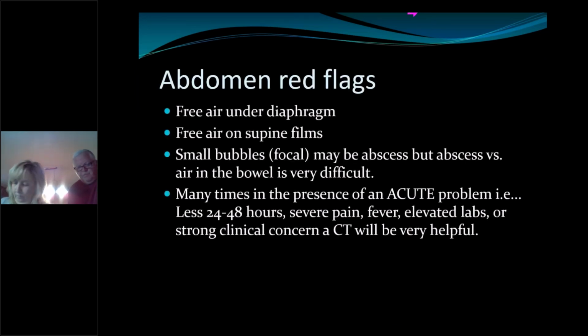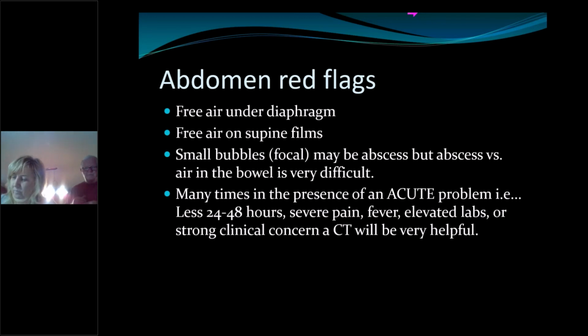What are some red flags when we're talking about the abdomen? Free air under the diaphragm, huge red flag. Any kind of free air on supine film is a problem. The third one I think is nonsense. If you're seeing that, then you've kind of missed the bus in my world. And then the last one is really important.